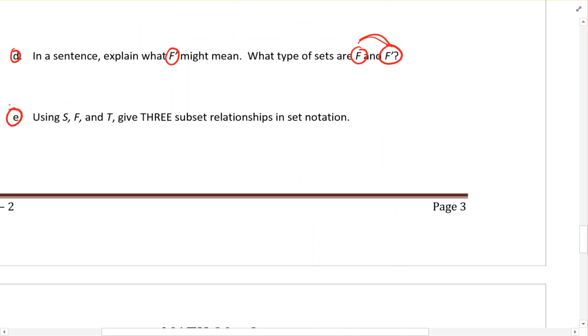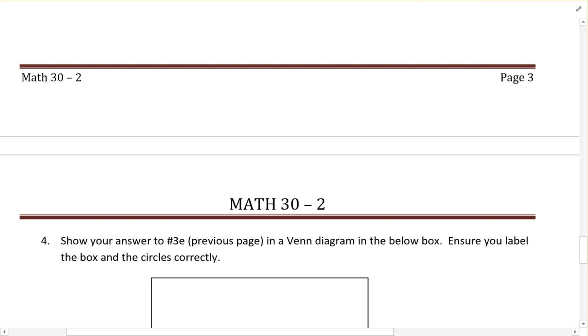Okay, and I'll let you do E as well, and that's just saying, give 3 subset relationships. Remember subsets, that's a sideways U. So is S a subset of F? Is F a subset of S? That type of thing. Don't go by what I've written here. I'm just saying, that's what it would look like if they were. But you're going to write down the relationships that actually are subsets of each other.